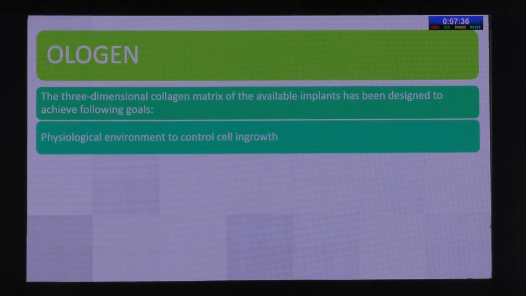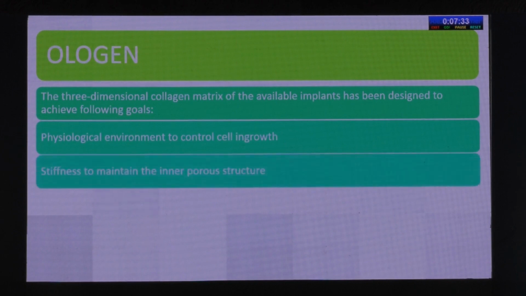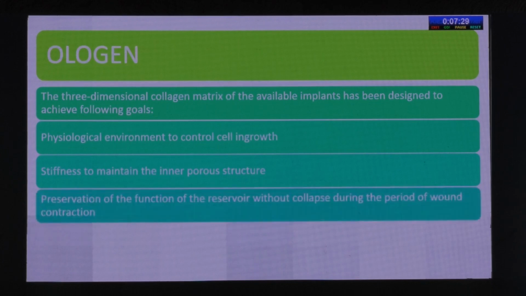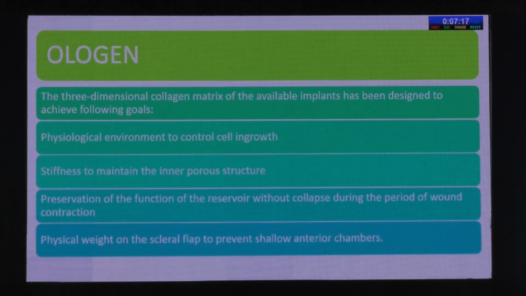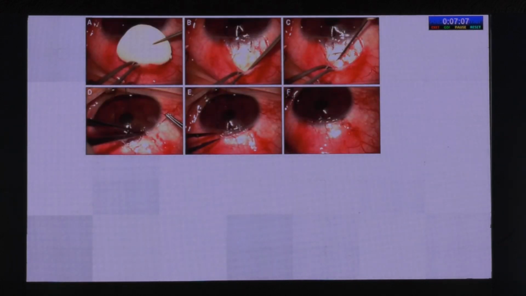Now, what does this achieve? The goal is that it gives a physiological environment for fibroblastic cells to grow into the porous structure, which maintains and gives a stiffness to the bleb. It also functions as a reservoir without collapse during the period of wound contraction. And when it absorbs aqueous, it provides a physical weight onto the scleral flap and therefore prevents shallow anterior chamber in the post-operative period.